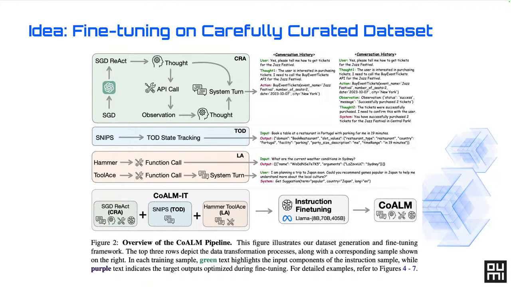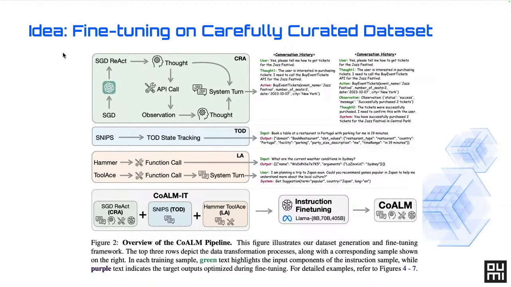So the contribution of this paper is a very carefully curated data set that has a mix of data for these three different tasks, and therefore is able to perform well at all three of them. It takes as the strong baseline model Llama, I think it's 3.1 or 3.2 in both. So we have 3 different versions of this CoALM fine-tuned model built on top of Llama 8B, 70B, and 405B.